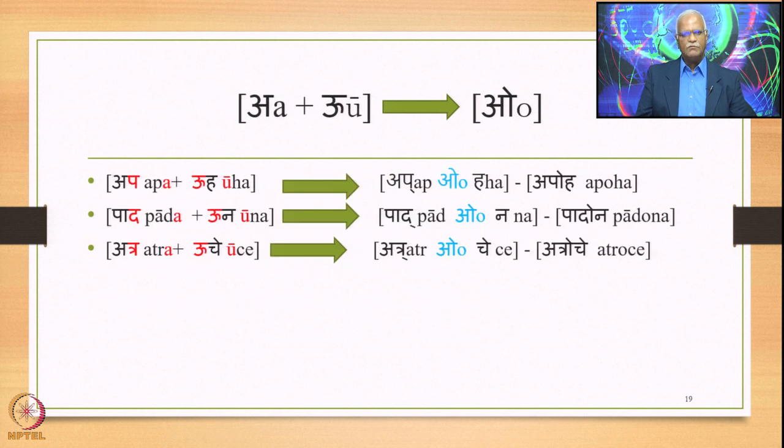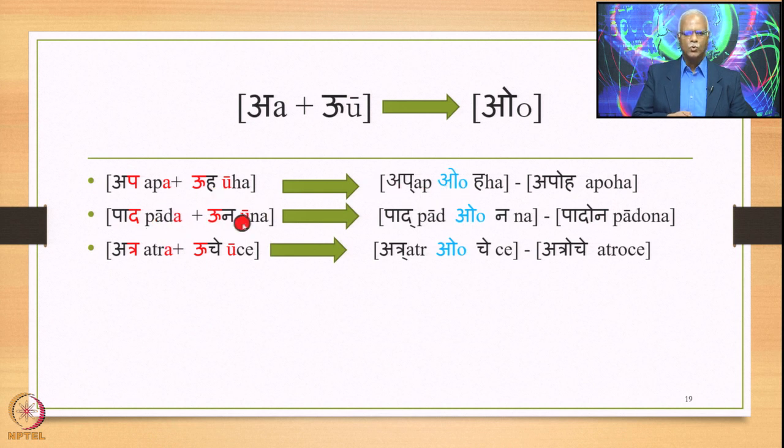Then we have A followed by long U as input, and O as the output. So we have ap plus uh, and a is followed by u. This is the compound. And so we have ap plus o plus h, that is apoh. O substituting a and u.